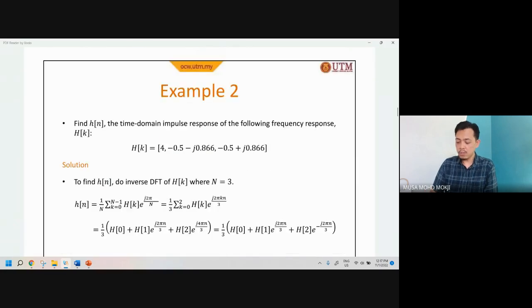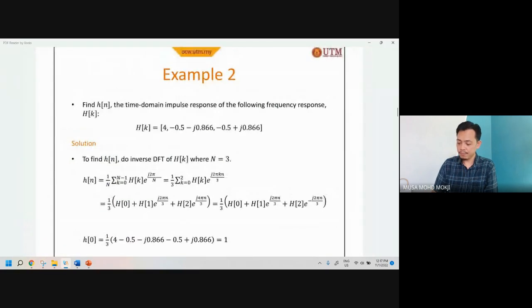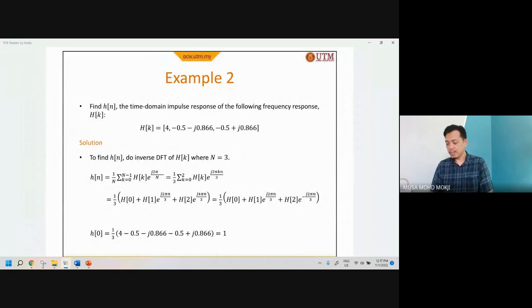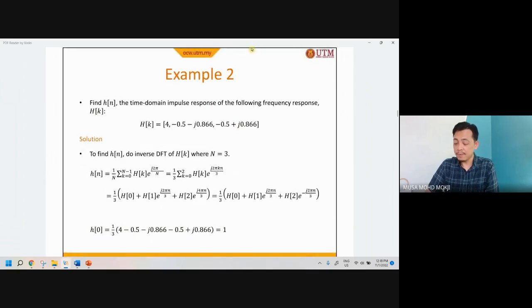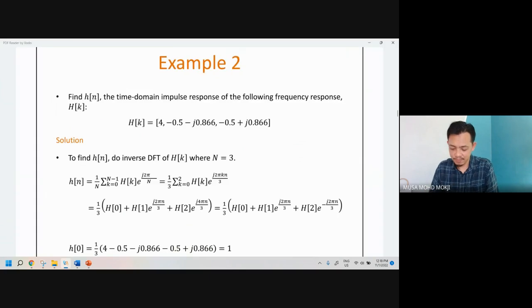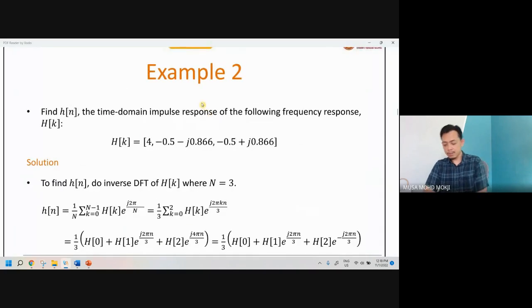So let's go to another example. Example 2 is another example on inverse transform. That's a hint, actually: in the final exam, there will be inverse transform. So listen carefully.